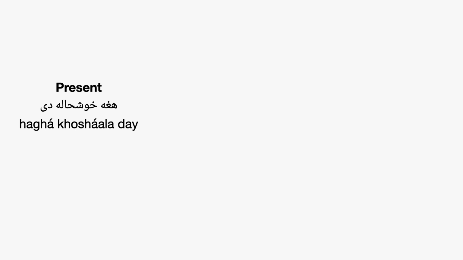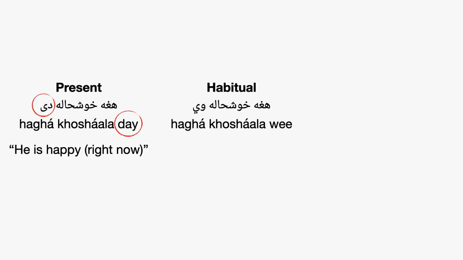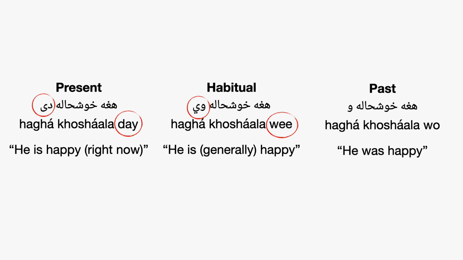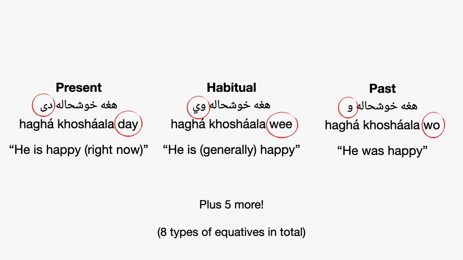And there are many different forms. We have our present equative. We can say, hara khoshala de, he is happy right now. We could also use a habitual equative, and we could say, hara khoshala wi, and that means he's generally happy or habitually happy. And again, wi is our equative there. Or we could use the past equative and say, hara khoshala wo, to say he was happy. And then wo is our equative there. There are also 5 more forms like this, so that gives us 8 types of equatives in total. But today we're just going to focus on the present equative for saying things are something right now.